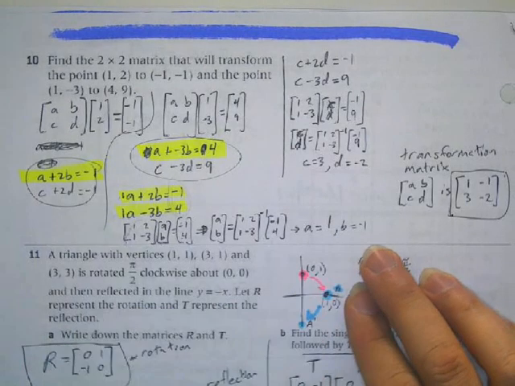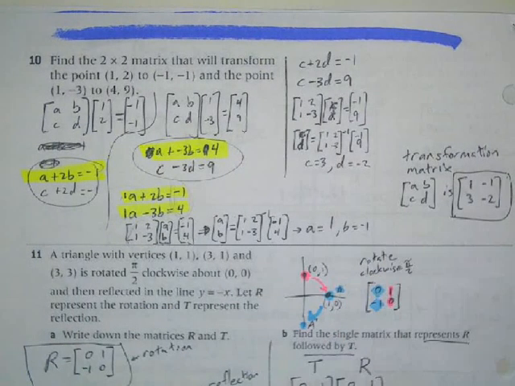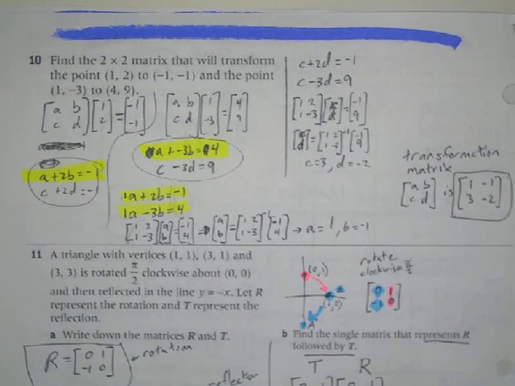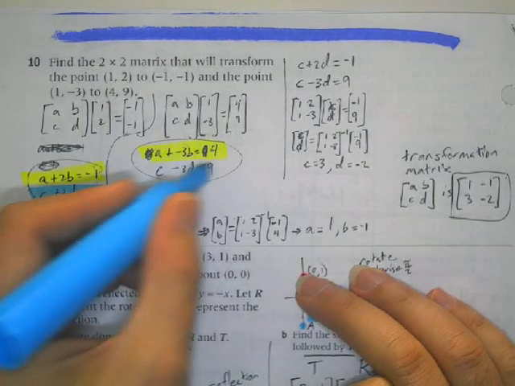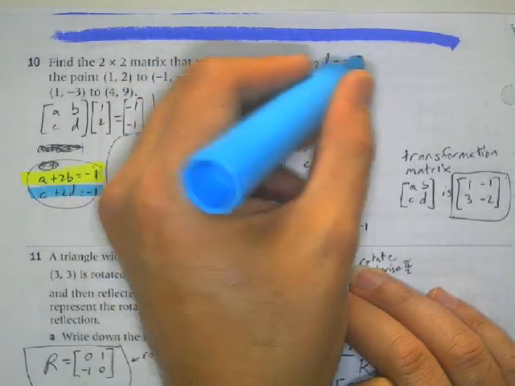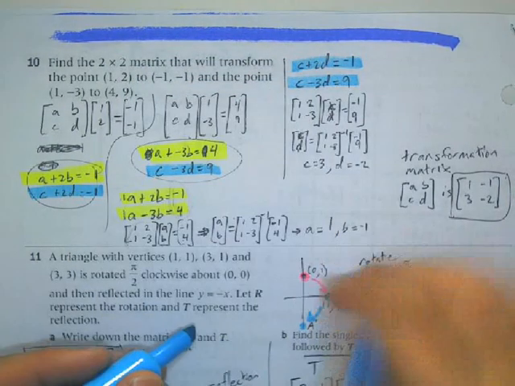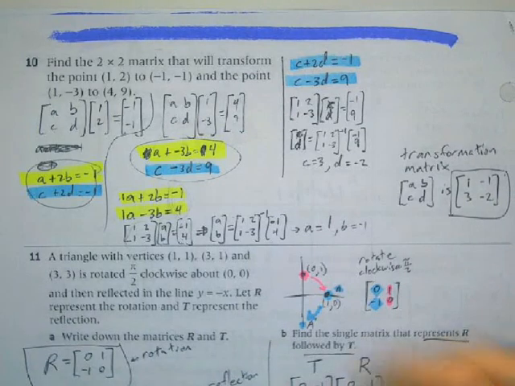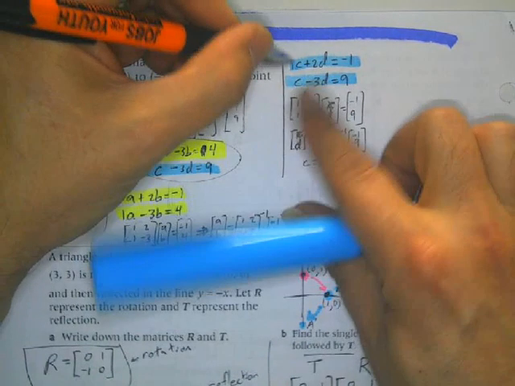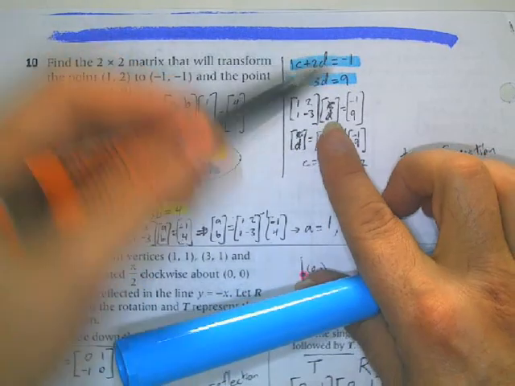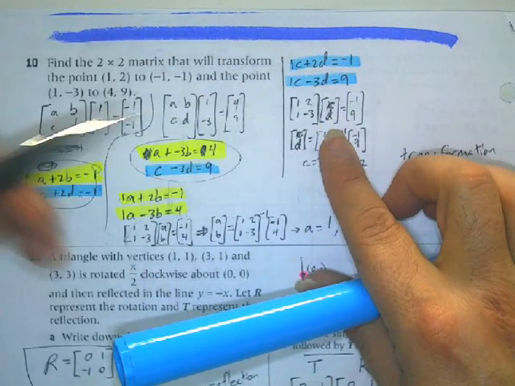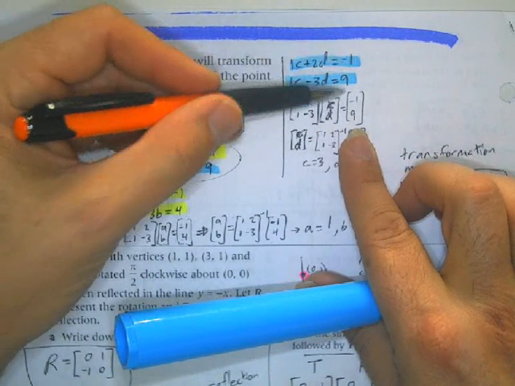Same thing with my other matrix. So, oh, here's my blue pen. Okay, so I've got this line here and this line here, and together I'm going to set up another matrix. So my coefficients are 1, 2, 1, negative 3, right? The variables are C and D, right? And the result there is negative 1, 9.